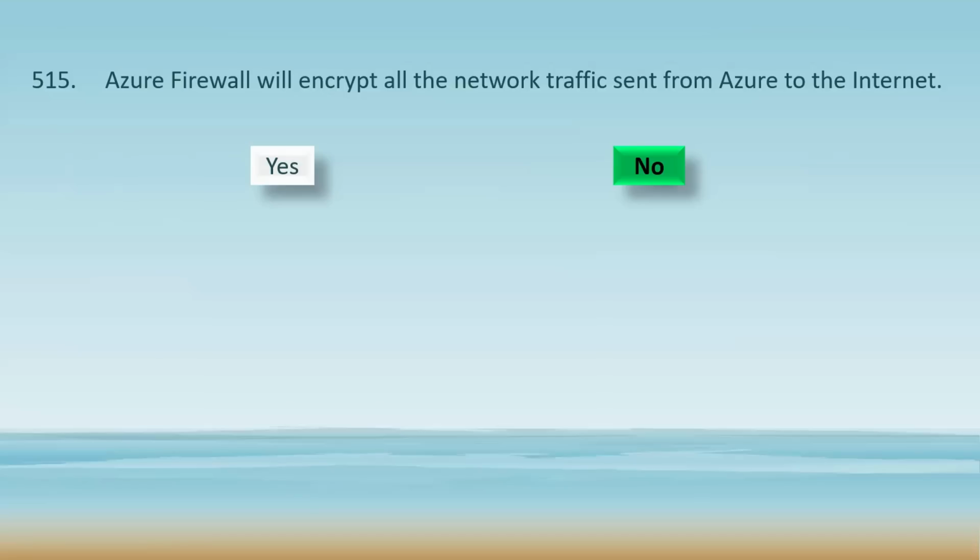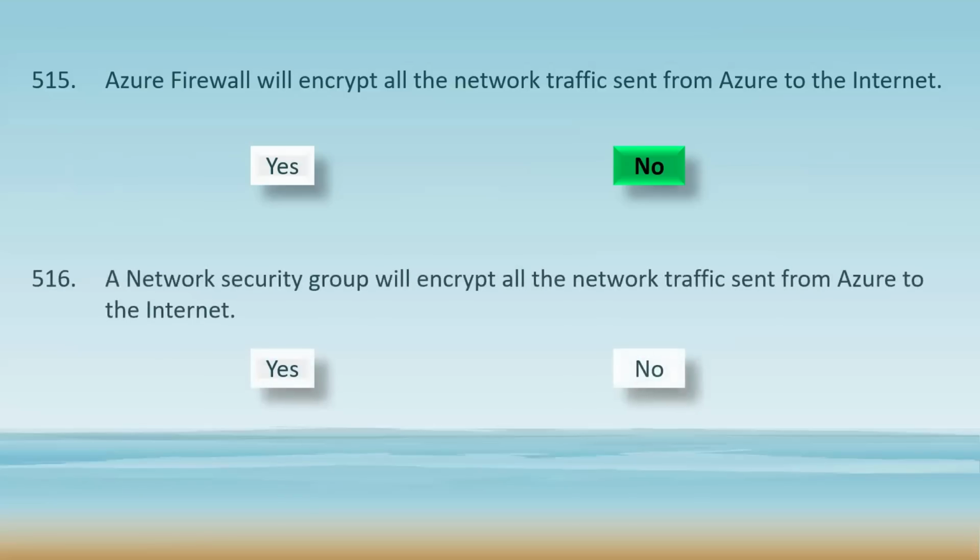Now, folks, let's look at another variation of this type of question. A network security group will encrypt all the network traffic sent from Azure to internet. This is also an incorrect statement. Network security group in Azure is used to control inbound and outbound network traffic based on rules such as allowing or denying traffic based on IP addresses, ports, and protocols.